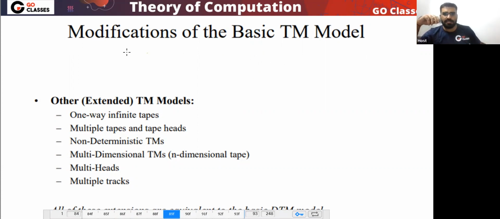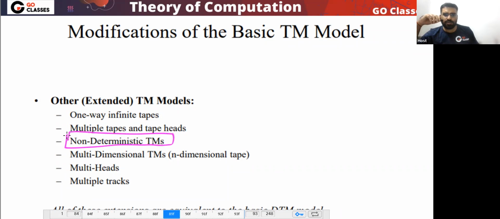Okay, now let's see. You already know that Turing machines have many equivalent models. I told you that the deterministic Turing machine model is equivalent to the non-deterministic Turing machine model, to the multi-tape Turing machine model, and to the one-way infinite tape. Multiple heads, multiple tracks, whatever, all these things we have already seen. And this proof also we have seen, yes or no?